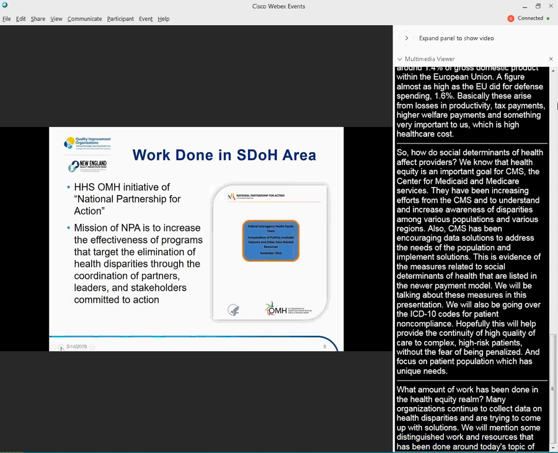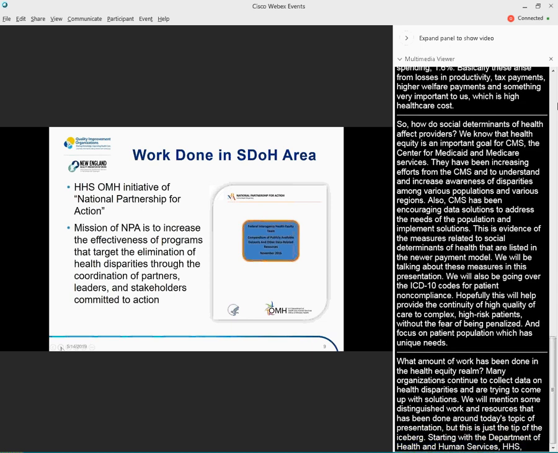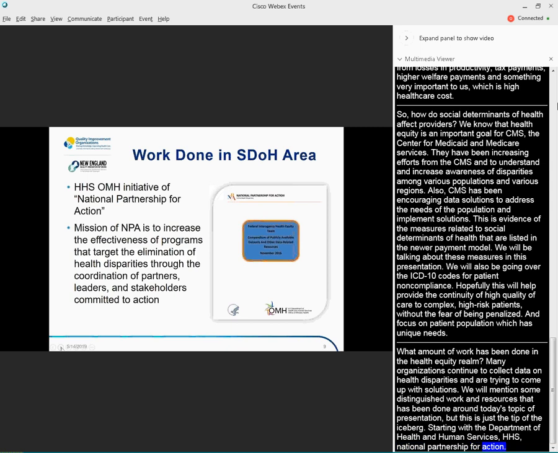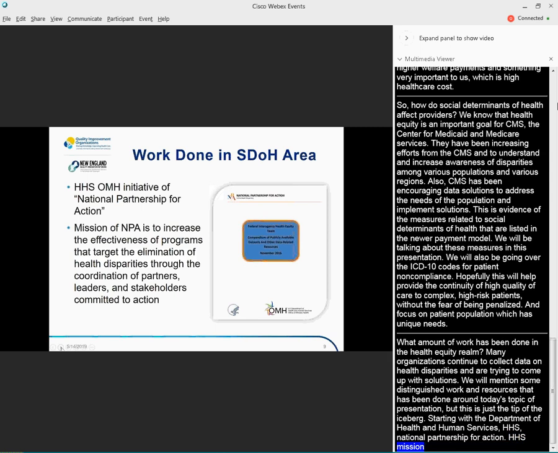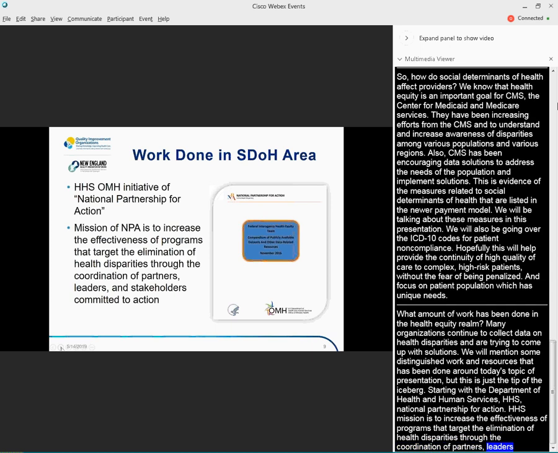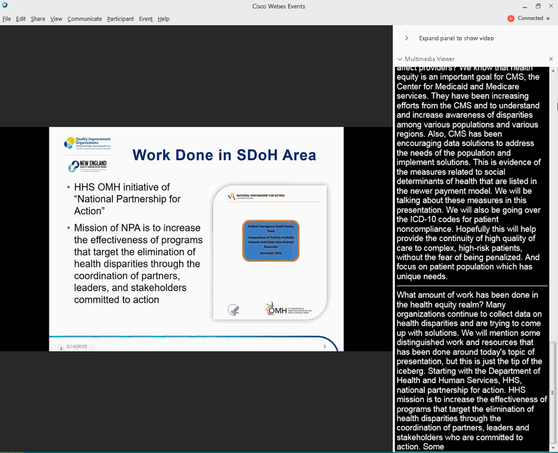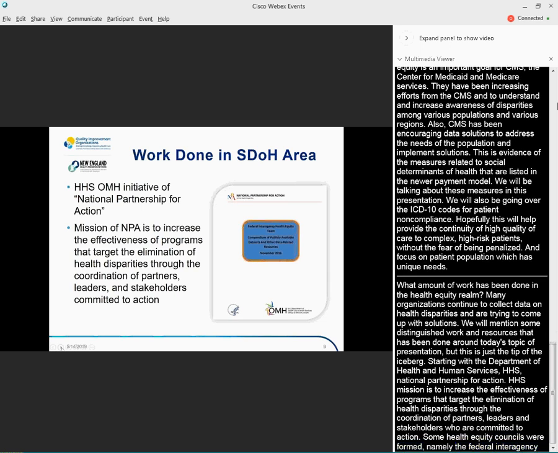Starting with the Department of Health and Human Services, HHS work called the National Partnership for Action. The HHS Office of Minority Health initiative, National Partnership for Action, abbreviated as NPA, is to increase the effectiveness of programs that target the elimination of health disparities through the coordination of partners, leaders, and stakeholders who are committed to action. Now, through the NPA, some health equity councils were formed, namely the Federal Interagency Health Equity Team, abbreviated as FIHET, and the Regional Health Equity Council.